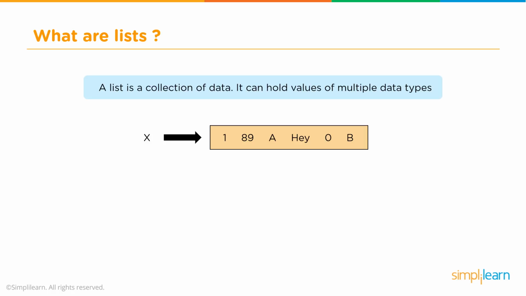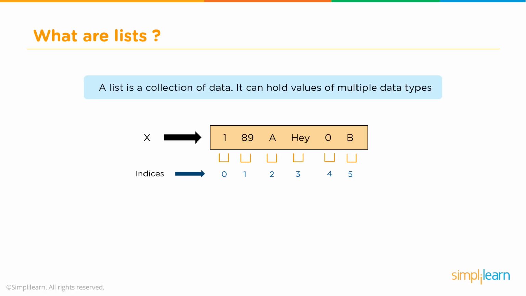Now, another important factor with lists are its indices. Every element in the list has a position, and this position is called an index. The first position in a list is always 0. So 1 is at index 0, 89 at index 1, A at index 2, and so on. So this means that the position of your last element would be the length of your list minus 1.